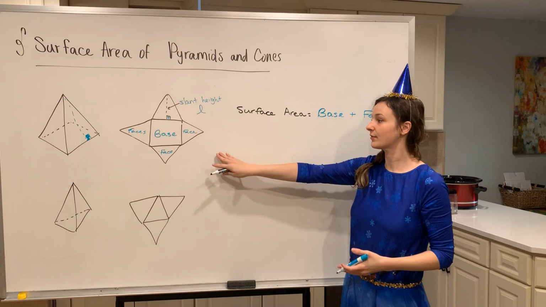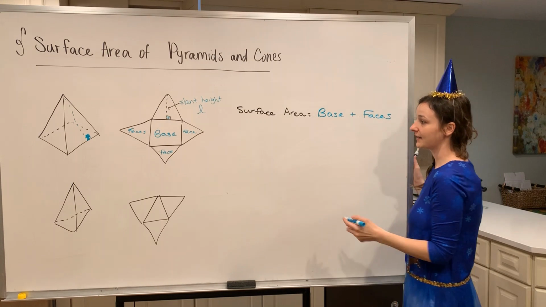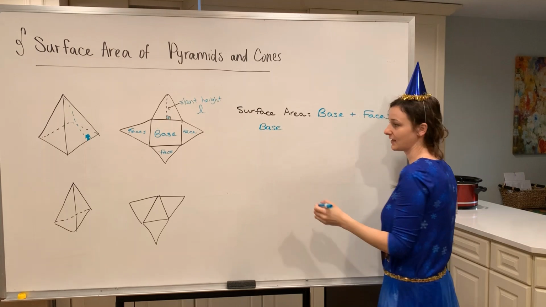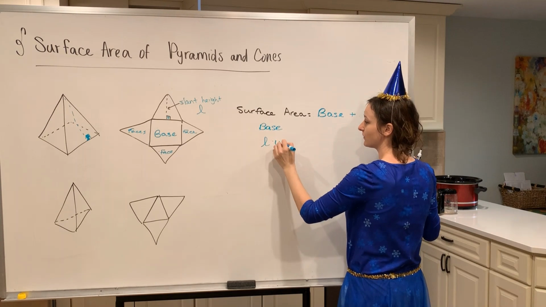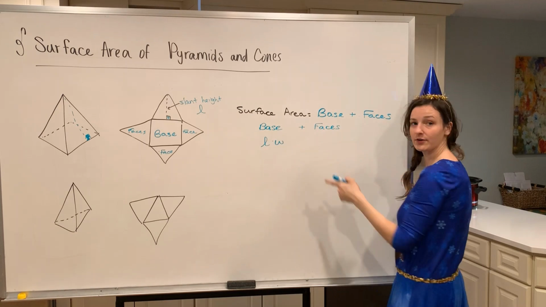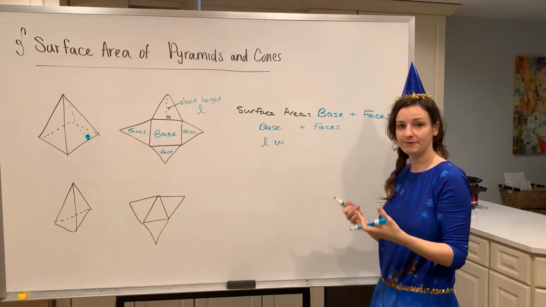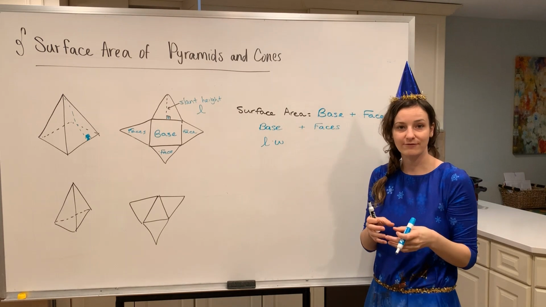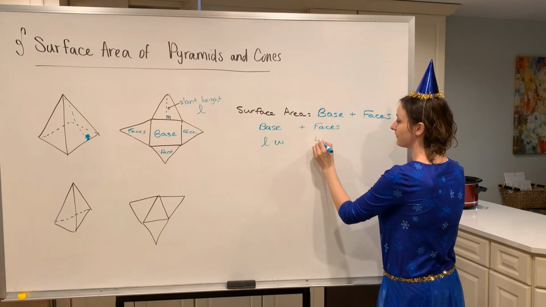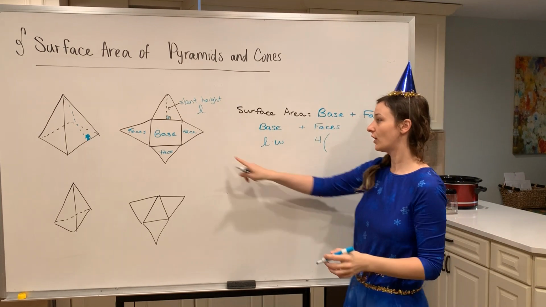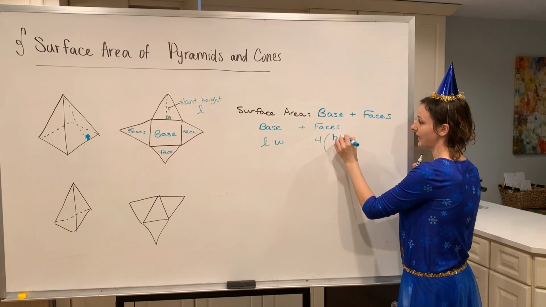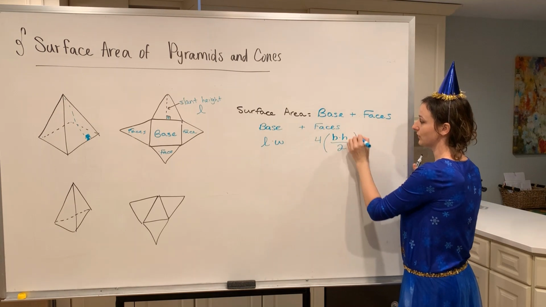In this first example, my base here is a square. So my base, a square, is a type of rectangle, so you can use length times width, plus your faces. And in this case, I have four faces. So if I find the area of one of my faces, I can multiply it by 4 to get all of them. So it'll be 4 times, and these are all triangles. So the area of a triangle is going to be base times height divided by 2, okay?